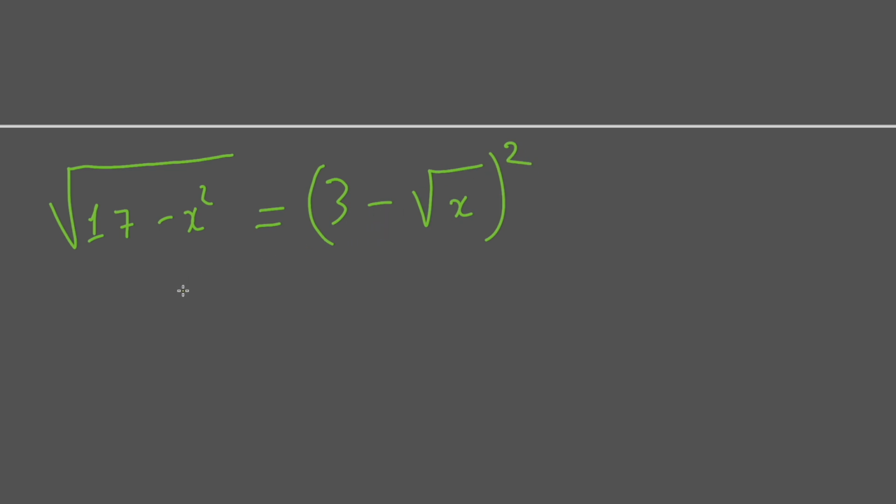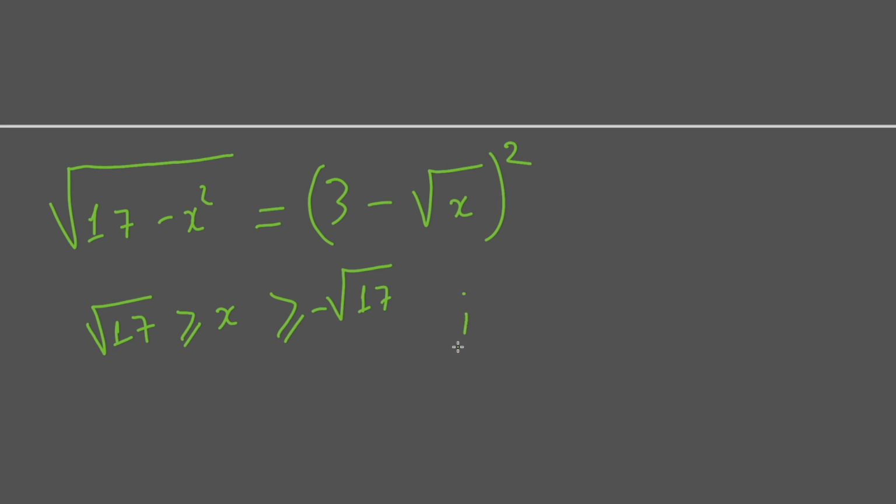First of all, we have to put the condition for this equation. On the left hand side is the square root radical, so we have x greater than or equal to negative square root of 17, and smaller than or equal to square root of 17.